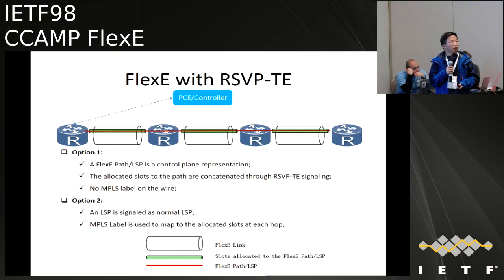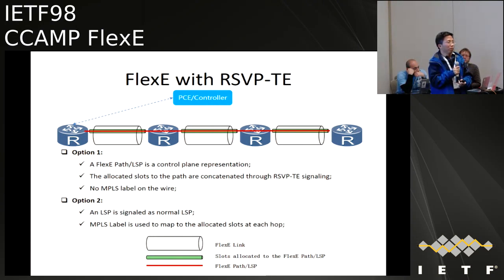Some questions for clarification. In this picture, does the FlexE shim exist per router, or is it end-to-end? My question is, how many shims are shown in this area? Every hop. At every router, the FlexE shim is terminated.